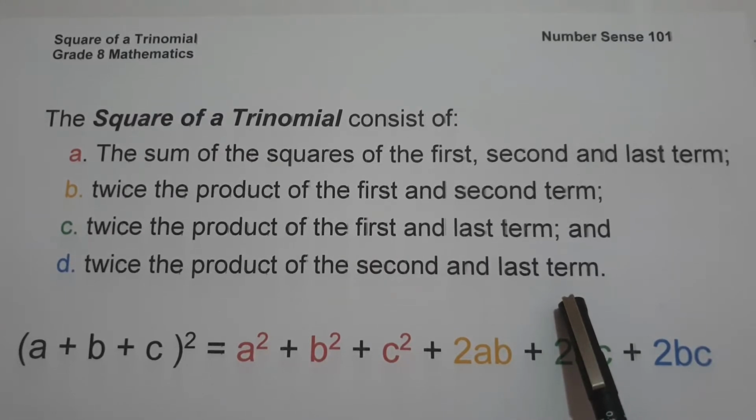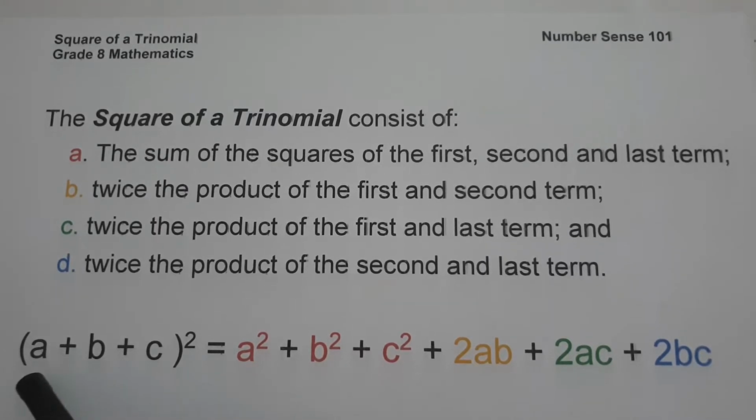As you can see in the given example, we have quantity a plus b plus c raised to 2. A plus b plus c is an example of a trinomial. And when we say trinomial, it is a polynomial with exactly 3 terms. So to simplify this one, let us find first the sum of the squares of each term. So a times itself is a squared. B times itself is b squared. C times itself is c squared.